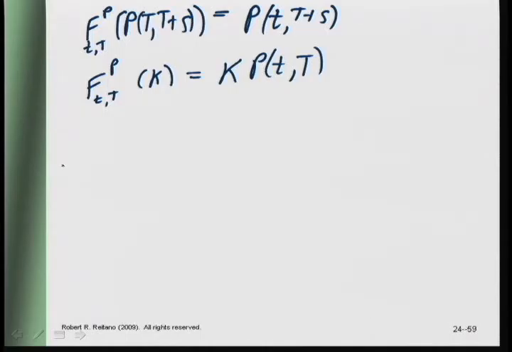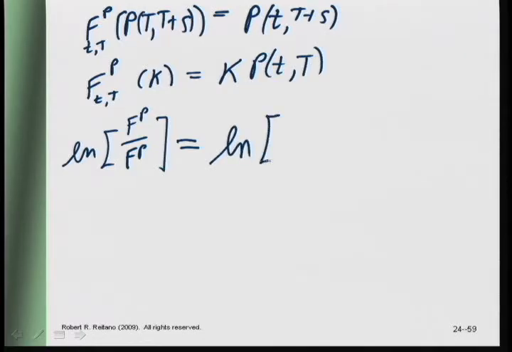So now if we take the log ratio of these two prepaid forwards, which I'll just simplify notation FP to FP, but in the numerator we use the prepaid forward of the zero, and in the denominator, the prepaid forward of the K. Then what we get is this is equal to the log of P of T plus S divided by P of T T.